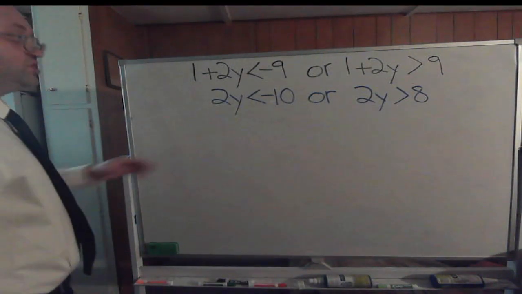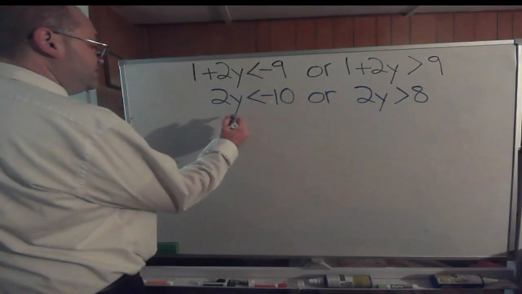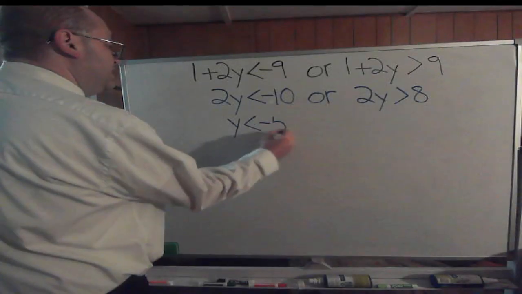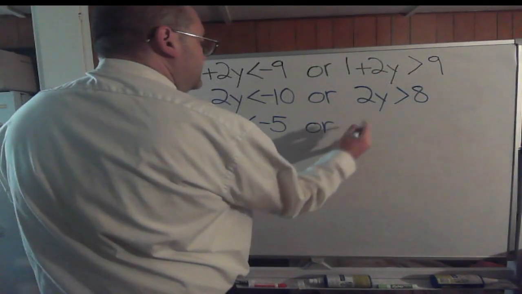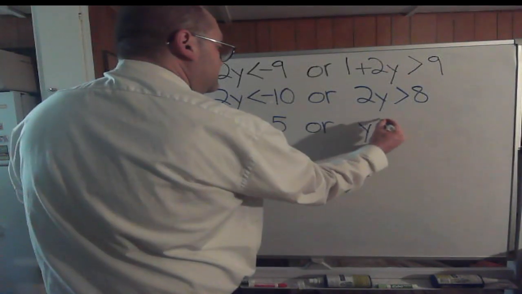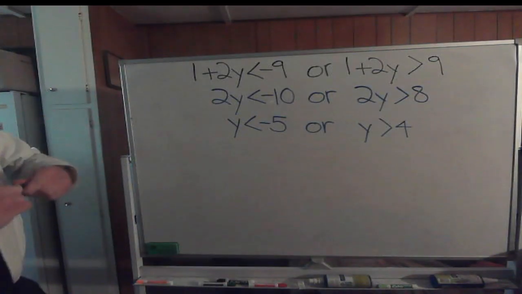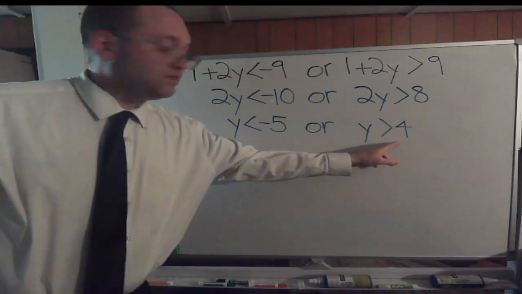Then, of course, you want to solve for y, so you divide everything by 2. You'll get y is less than negative 5, or 2y greater than 8 gives you y is greater than 4. So your solution is y is less than negative 5, or y is greater than 4.